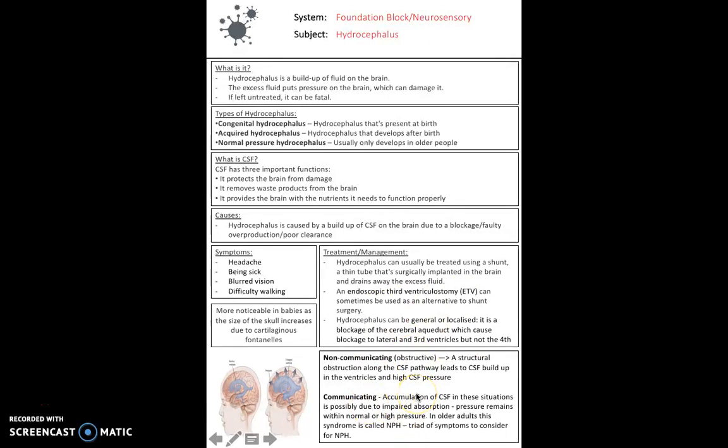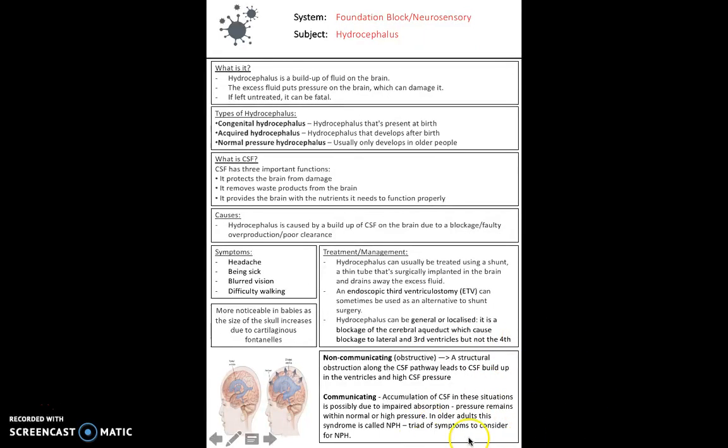It's important to differentiate between non-communicating and communicating hydrocephalus. So non-communicating is another way of saying obstructive. So this is where there's a structural obstruction along the CSF pathway, and this leads to a build-up in the ventricles and the heightened CSF pressure. A communicating hydrocephalus is where there's an accumulation of CSF due to impaired absorption. So we continue to produce it, however we're not reabsorbing it back into the ventricles.